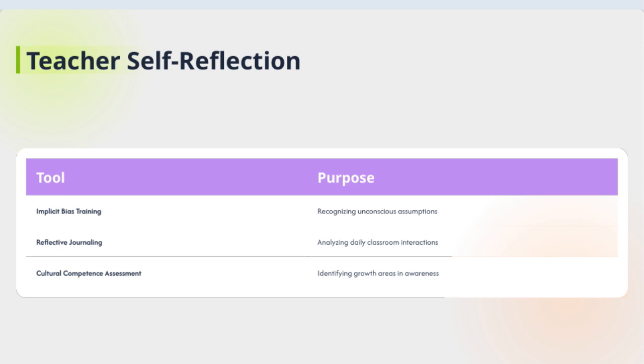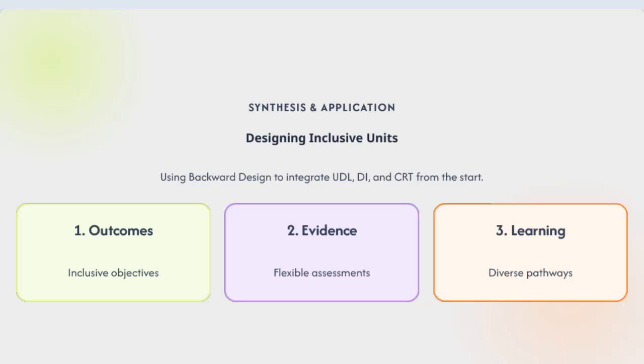The purpose of all these tools and strategies is ultimately to promote ongoing self-reflection. Teacher self-reflection allows us to continually assess and improve our practice, ensuring we're fostering an inclusive and equitable learning environment. So, by intentionally engaging with these assessment tools and reflection practices, we can grow in awareness and become more effective, culturally responsive educators.